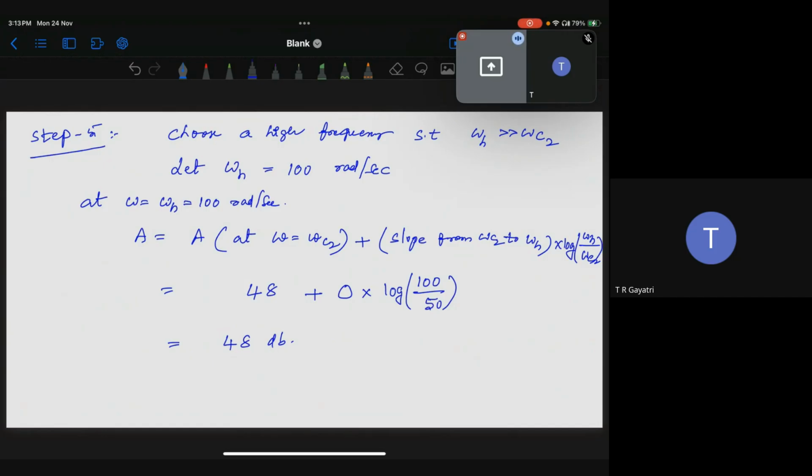So now starting with omega L, we have started at omega L, then omega C1, then omega C2, then omega H. So for this entire sequence, we calculated all its magnitude values. Is there any doubt in this?